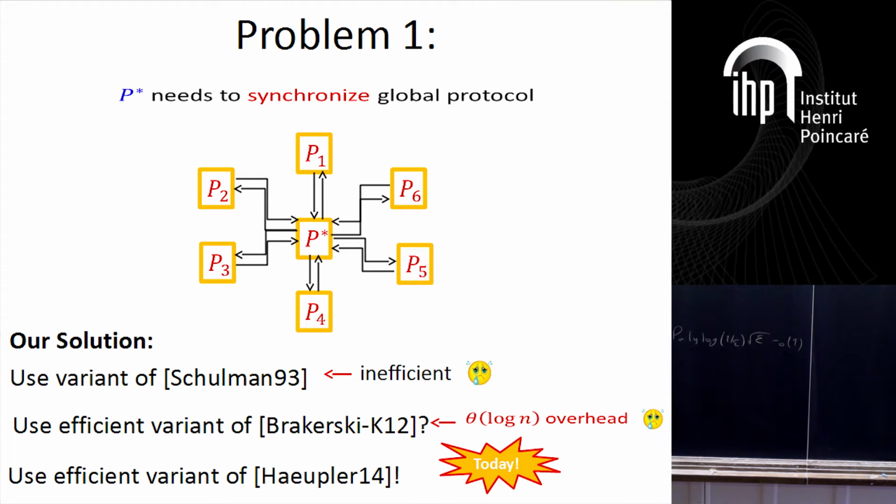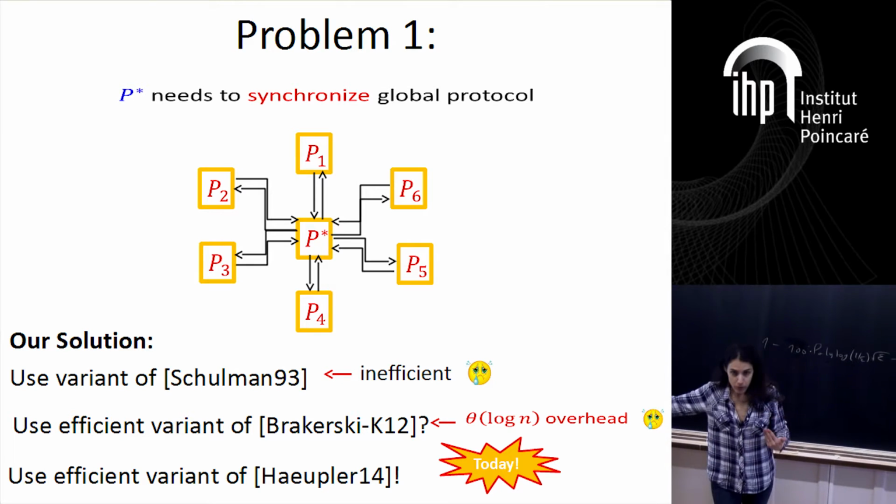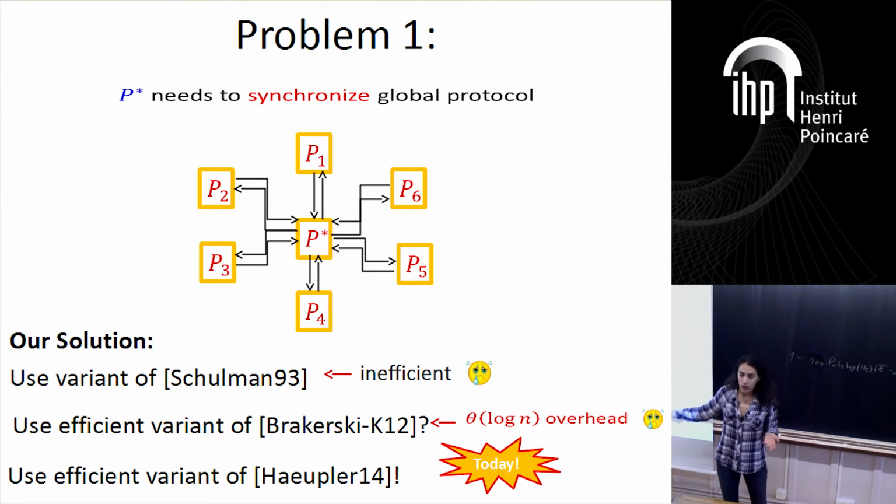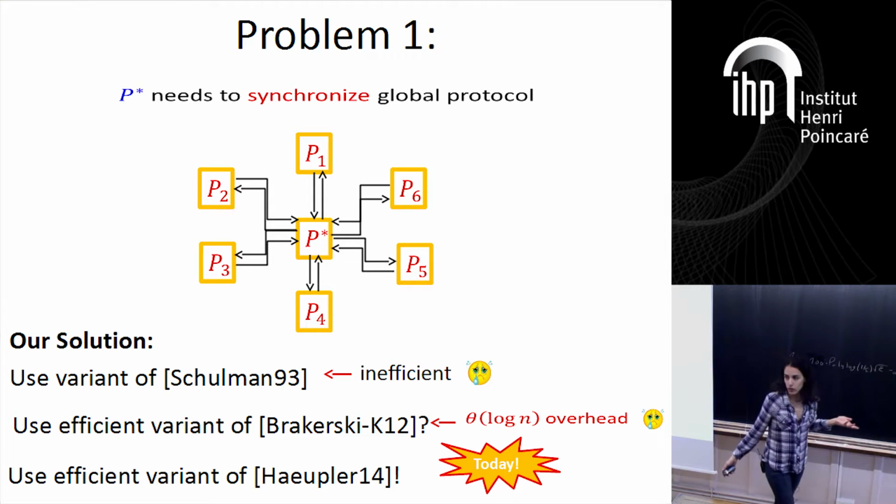So let's see which one to use. In our paper that we published, we used Schulman, and it was inefficient. That was the drawback of using Schulman: there's an exponential computation time overhead for using his protocol. What we really wanted to use is the work of Brakerski and Kalai, because that was efficient. But it turned out we could not use that. When we tried, we got a log n overhead in the communication. It blew up the communication by log n. And I'll tell you intuitively why that's the case in a second.